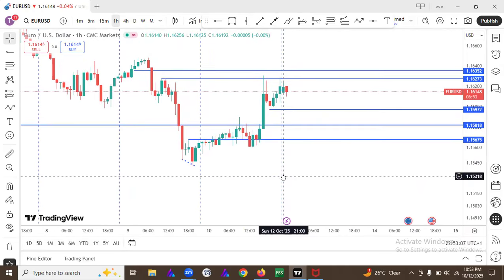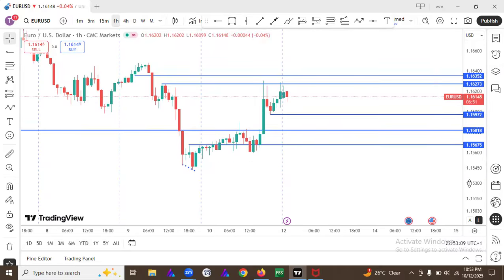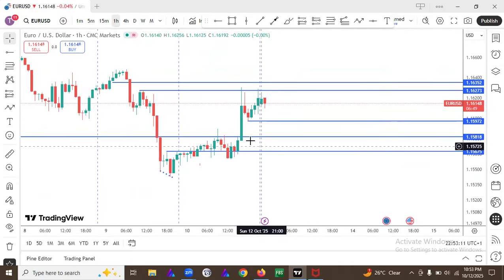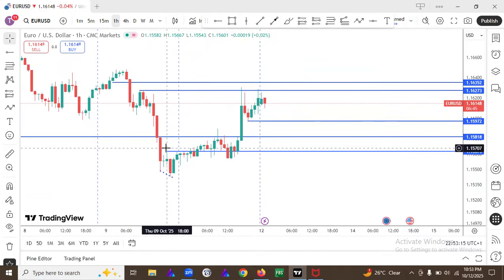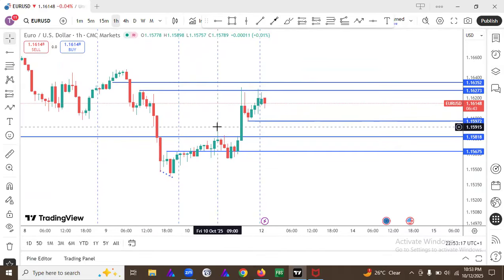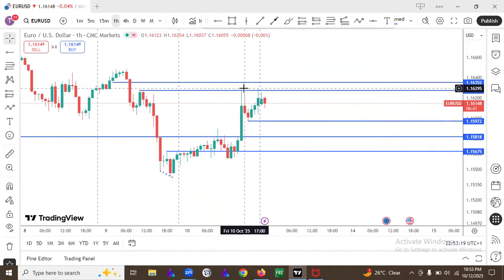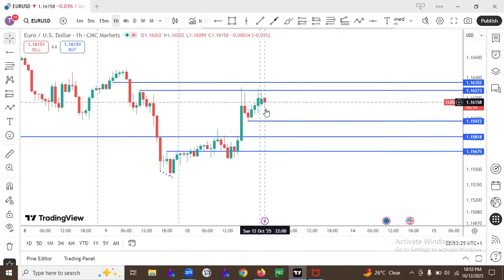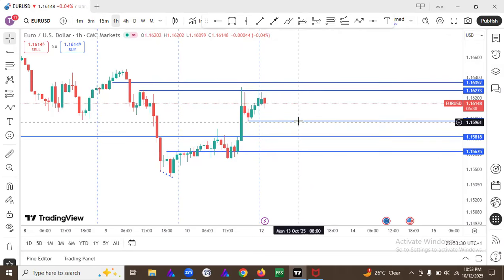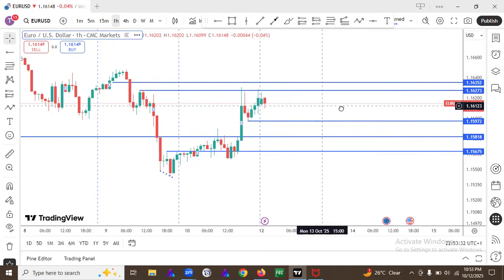Okay, so since the 1 hour is a bullish structure, you should look for a retracement. This is low, this is high, low, higher low, higher high. So it's supposed to create a new higher low. So wait for price to retrace back to this fair value gap before we look for buys. I hope that is clear.